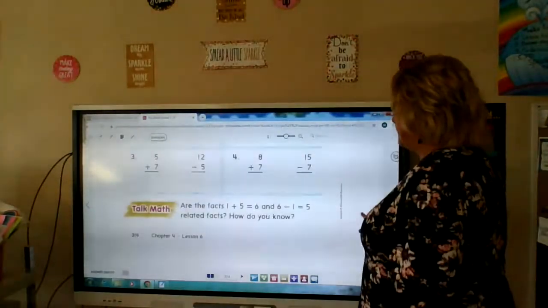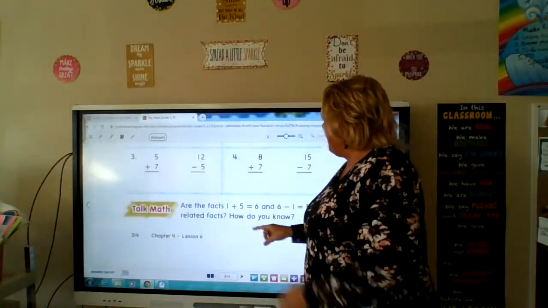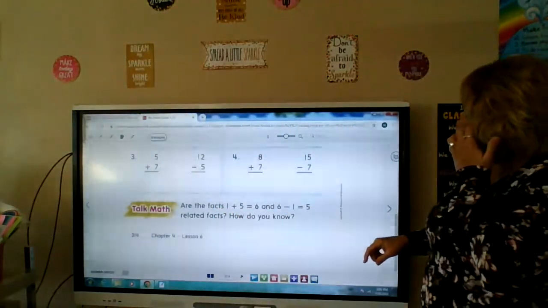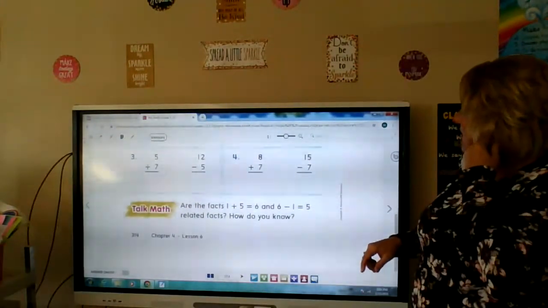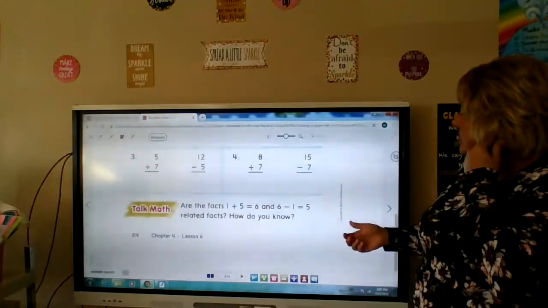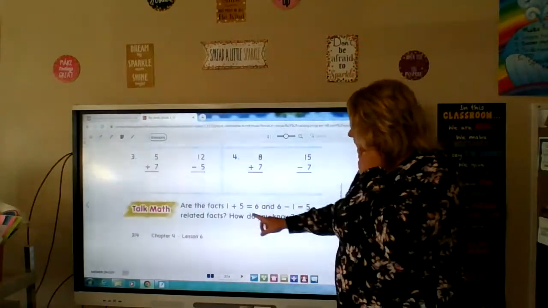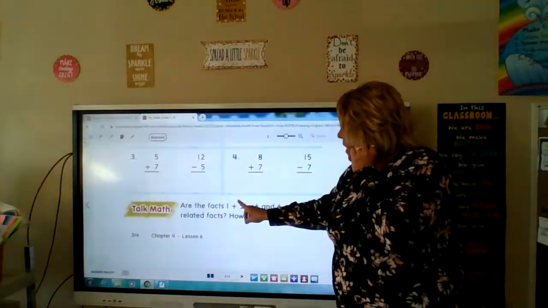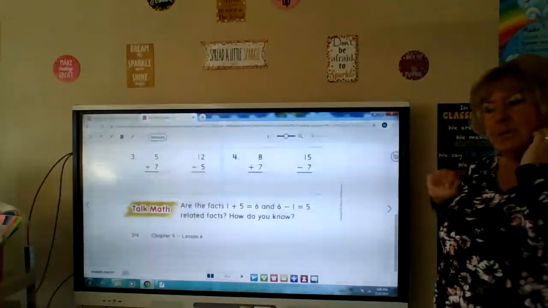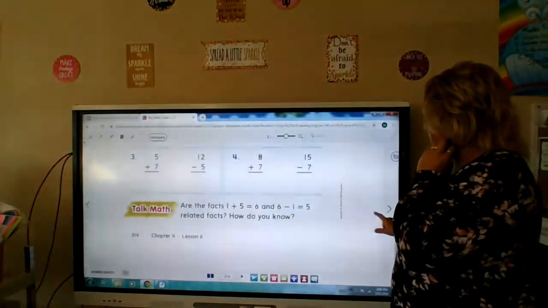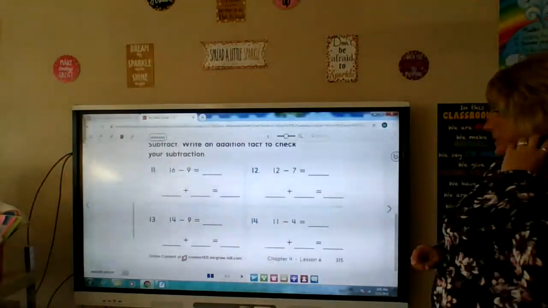All right. Are the facts 5 plus 6, 1 plus 5 equals 6, and 6 minus 1 equals 5 related facts? How do you know? Yes, they're related because they both have a 1, a 5, and a 6. So they're related because they both have the same 3 numbers.